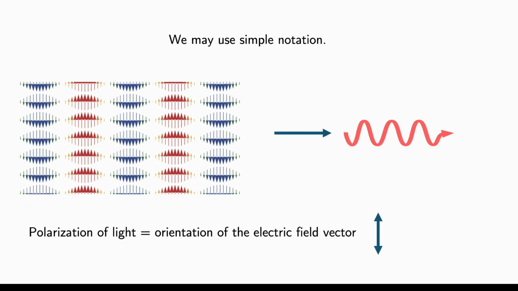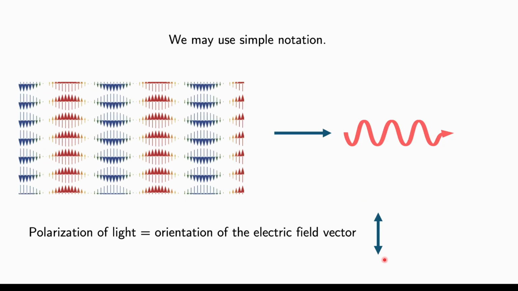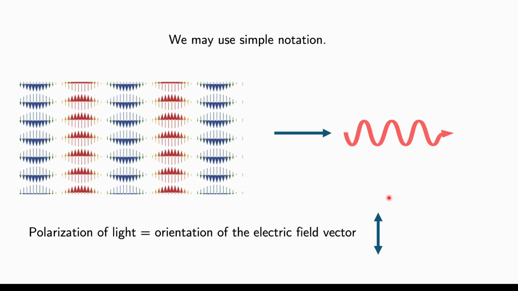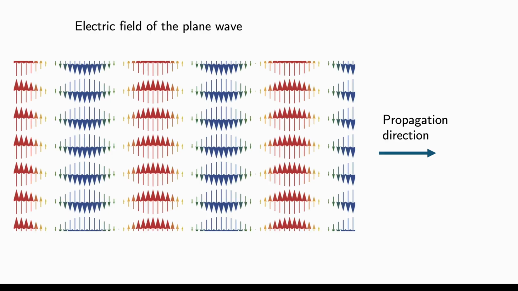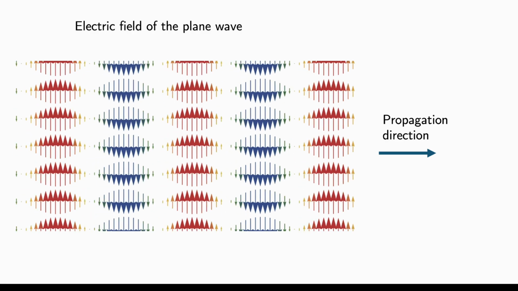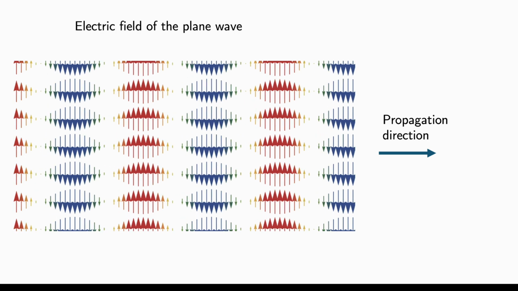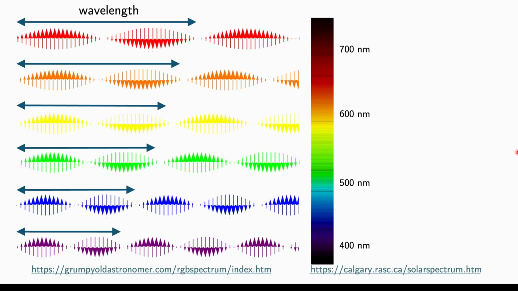And what is polarization? It is basically just the orientation, the direction of these electric field arrows. That's all. So here we could say that it is vertical. Very simple. All the ways to depict a plane wave represent just the same physical object. Remember that the electric field, here vertical, is perpendicular to the direction of propagation, here to the right. As you may already know, light of different colors has different wavelengths. For example, red light has a longer wavelength, while blue light has a shorter one.